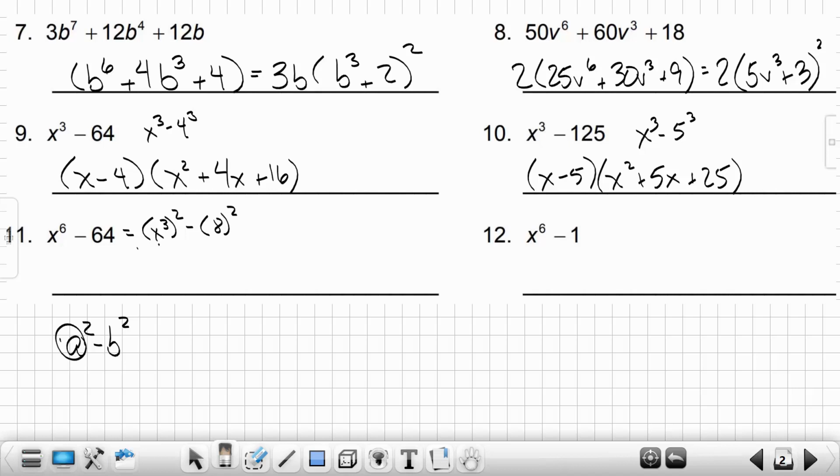What is taking the place of A? X cubed. The entire thing. X cubed is my full value of A. What is my B then? Just the 8. What is B? B is just the 8. Okay? So A is x cubed, B is 8. So then if I were to break it down using that formula, it says difference of squares, A squared minus B squared equals what?